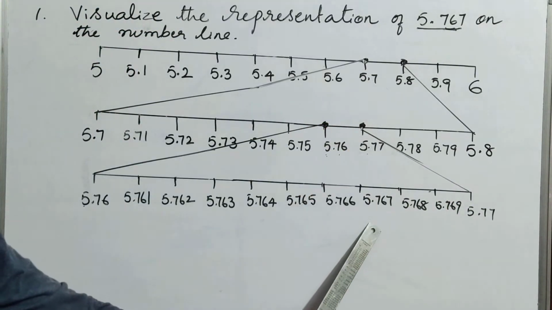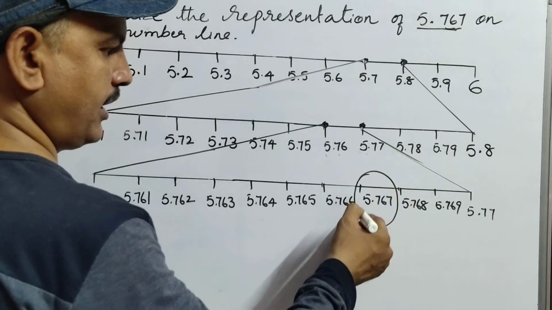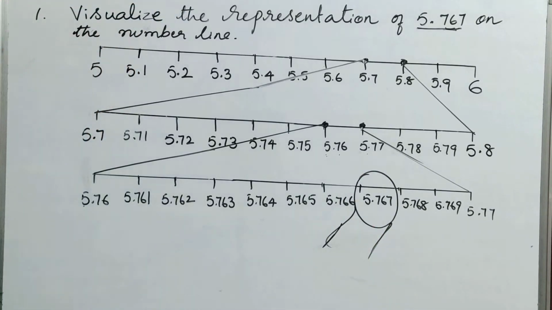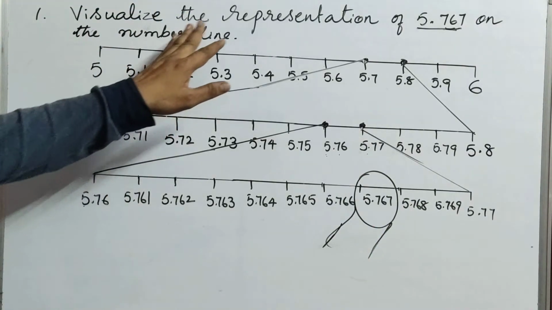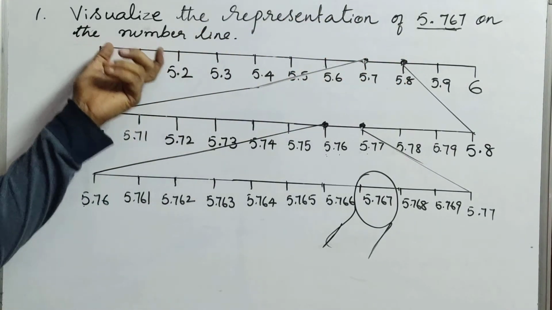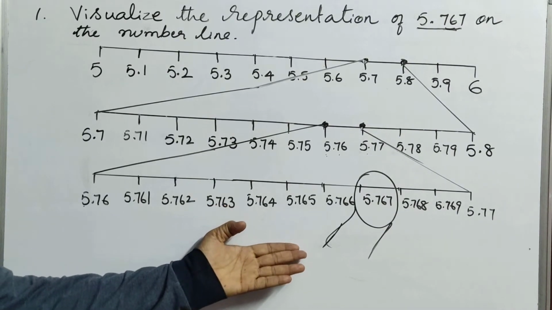5.767? Here it is. So, this one, you just round up like this, like a magnifying glass. Okay, so how to represent any number on a number line means like this. That means we will call it as real numbers. So how to visualize the real numbers on a number line means this is the way. Is it clear, children?